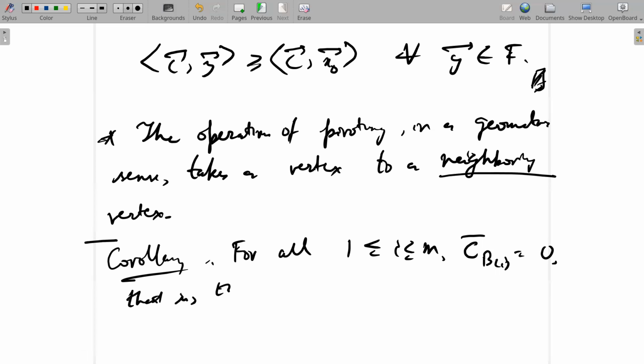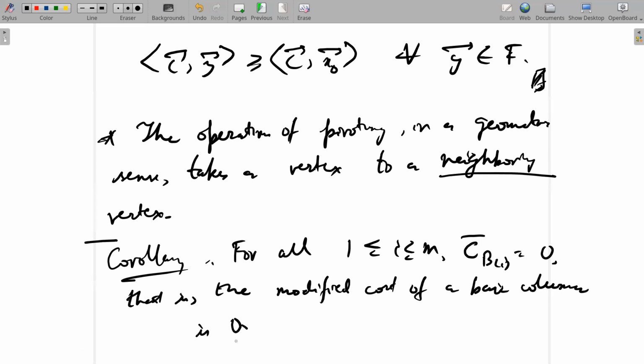That is, the modified cost of a basic column is 0. This is actually not really saying much. It's just saying that if you're not changing your basis at all, so you're not introducing anything new to your basis.